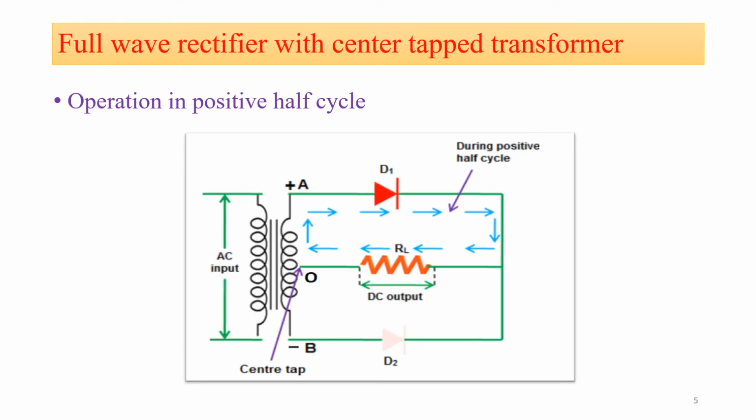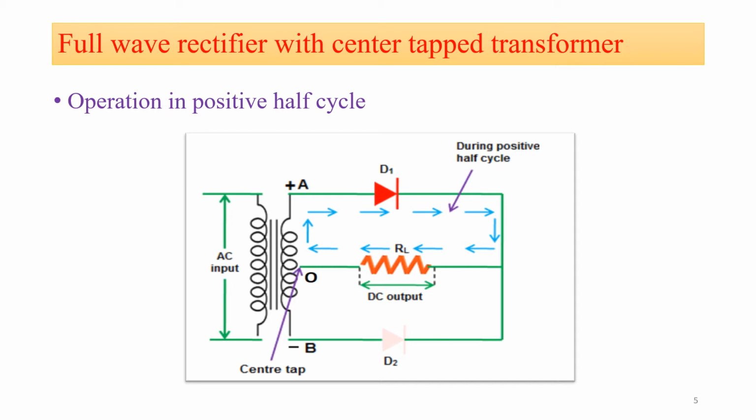Okay, now let's see the working or operation of the full wave rectifier with center tap type of transformer in the positive half cycle of the AC input signal. As we know, we are considering our sinusoidal signal from 0 to pi and from pi to 2 pi. The total period is 0 to 2 pi, out of which 0 to pi is our positive half cycle and pi to 2 pi is our negative half cycle. The circuit shows the operation for the positive half cycle, meaning the duration from 0 to pi.